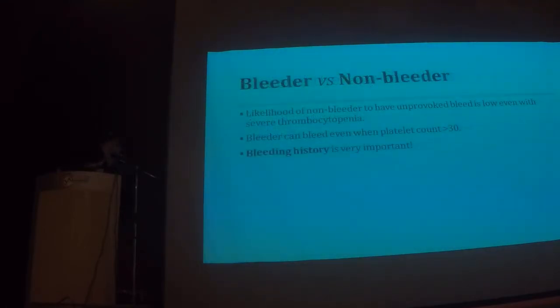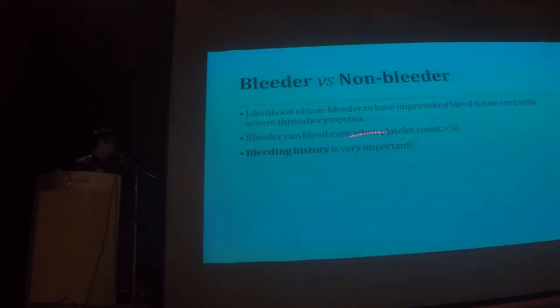Now, when do you worry? I think I need to bring this up between the bleeder and the non-bleeder. If the patient is a non-bleeder, that means no incidental finding, never will complain of any bleeding. And actually a large proportion of ITP patients are like that, okay? The likelihood of an unprovoked bleed is low even with severe thrombocytopenia, even if it's less than 10. Of course, we will be uncomfortable with that value, right? But that's how ITP is. But there will always be the problematic bleeders, which can even bleed at a platelet count of 50.